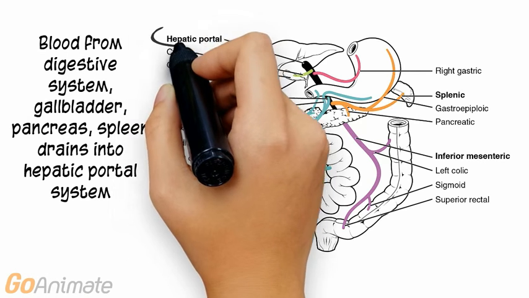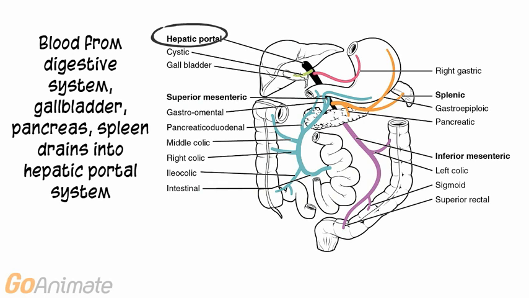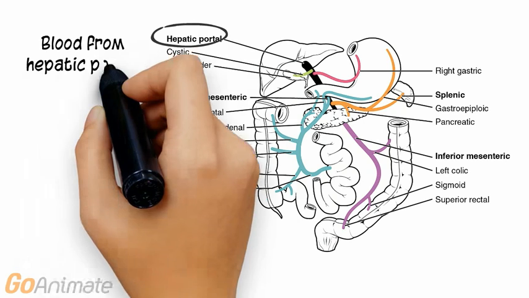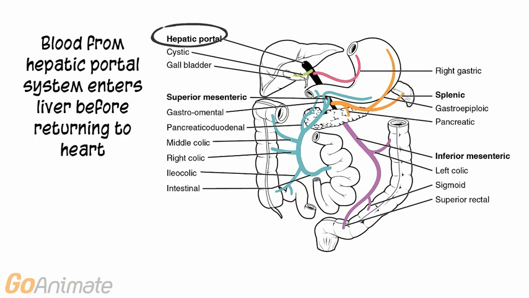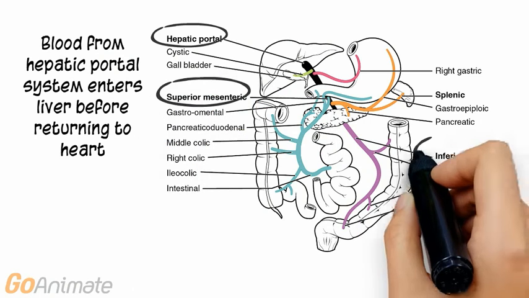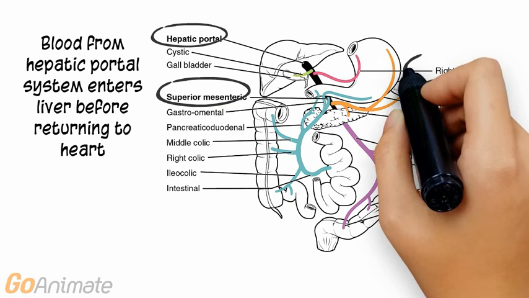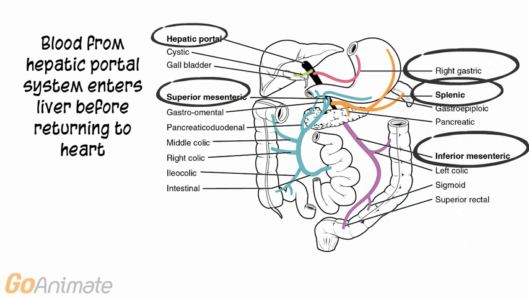The hepatic portal system receives blood from the digestive organs, gallbladder, pancreas, and spleen. It moves the blood into a capillary system in the liver before the blood can return to the heart. This allows for the liver to detoxify the blood, as well as to package lipids.